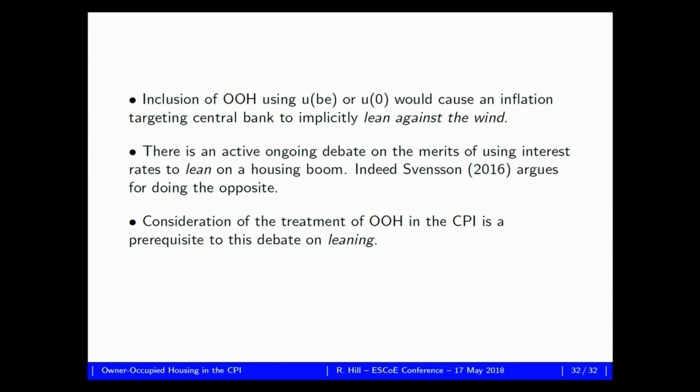Now, there is a debate over whether central banks should lean against the wind. Svensson, for example, argues against it. But we don't really want to take a stand on whether central banks should lean against the wind. What we do say, and this is the final point, is that it should be a prerequisite to this debate. First, you look at how owner-occupied housing goes into the CPI, and only then should you talk about whether you should be leaning against the wind or leaning with the wind or neither. So first, you've got to see how the CPI is already responding to house prices, or if it's not doing so, and that depends on how you treat OOH.